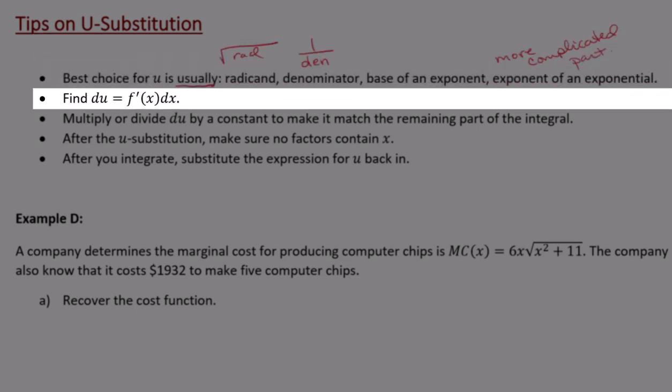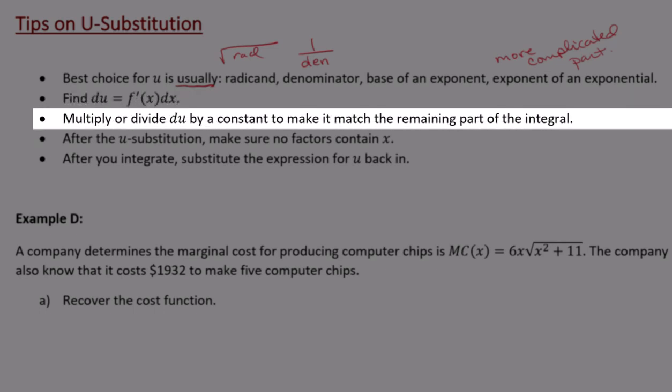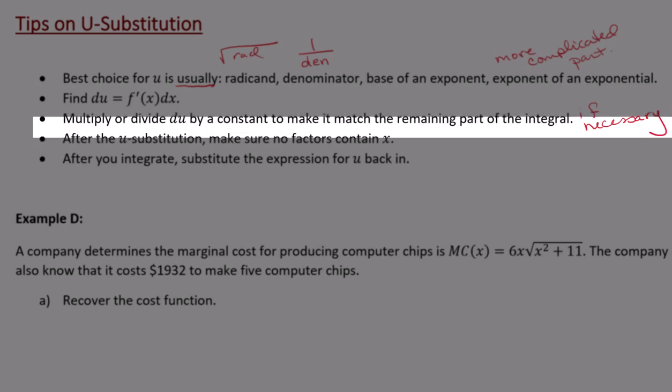The second tip is you need to find the derivative of u, which is the derivative of f of x, dx. Don't forget the dx. Multiply or divide du by a constant to make it match the remaining part of the integral if necessary. That's what we did in example B, part B.